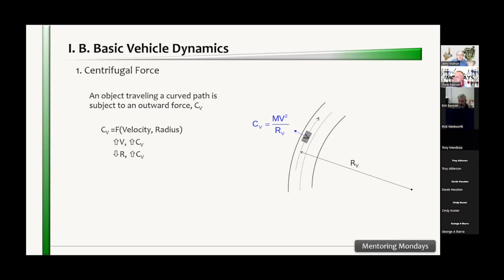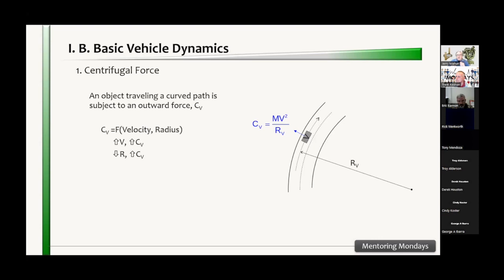That force is centrifugal force, and it's a function of velocity and radius. If we hold the radius fixed but change the velocity of the vehicle going around the curve, it'll experience higher or lower amounts of centrifugal force. The slower you go, the less centrifugal force; the faster you go, the greater the centrifugal force. What the designer has control over is the radius of the curve.